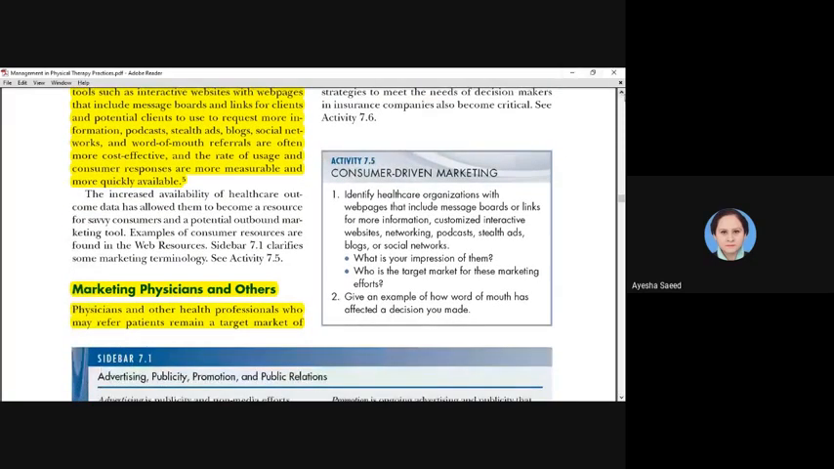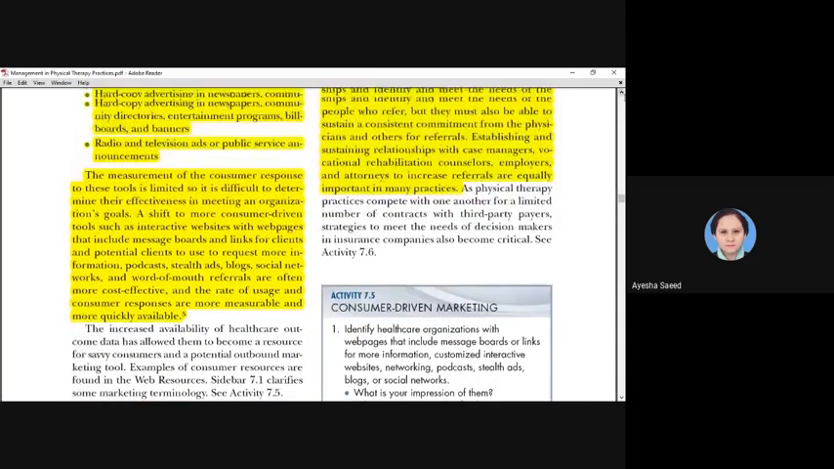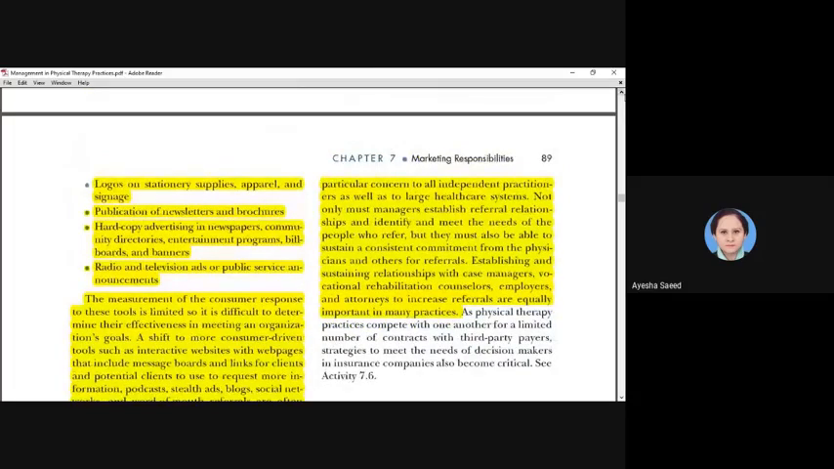Marketing physicians and others. It means use of physicians to market yourself and your products. Physicians and other health professionals who may refer patients remain a target market of particular concern to all independent practitioners as well as to large healthcare systems. Not only must managers establish referral relationships and identify and meet the needs of the people who refer, but they must also be able to sustain a consistent commitment from the physicians and others for referral.